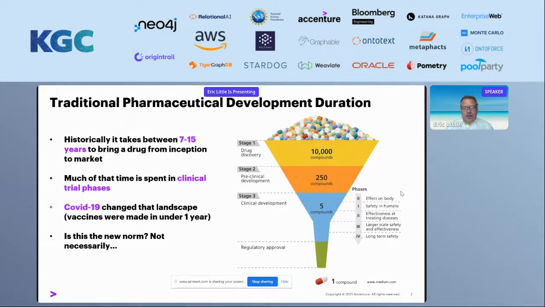Now, the COVID-19 landscape really helped to change this because we saw an acceleration of vaccines that were being made in under a year. But the question is, is this really the new norm? It might be for things like vaccines or when we are in an emergency situation, but it's not necessarily the new norm, especially if we look at more complex kinds of diseases such as cancers and things like this.